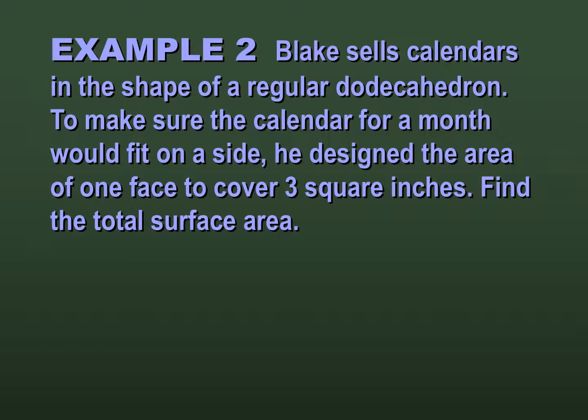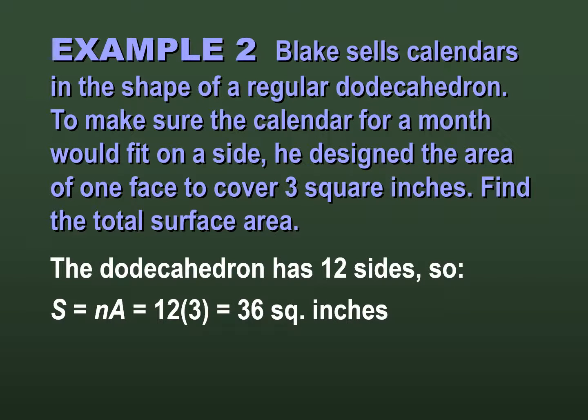Remember, total surface area is equal to N times A, where N is the number of sides and A is the area of one face. Well, he already told us that the area of one of the faces was 3. And we know that it's 12 sides because it's a dodecahedron. So we have 12 times 3, which means that our total surface area is 36 square inches.